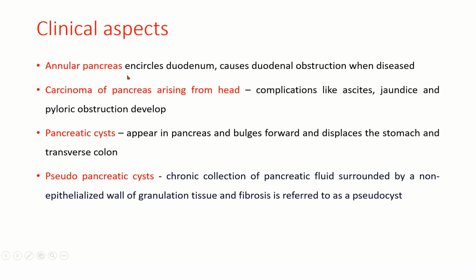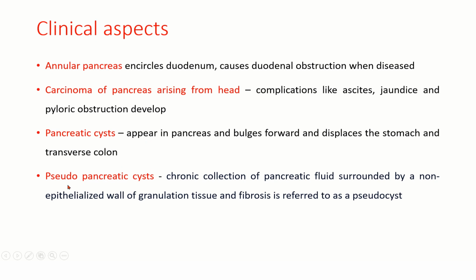Clinical aspects. Annular pancreas encircles the duodenum and causes duodenal obstruction. Carcinoma of the pancreas arising from the head: complications like ascites due to obstruction of the portal vein, jaundice due to obstruction of the bile duct, and pyloric obstruction will develop. Pancreatic cysts appear in the pancreas, bulge forward and displace the stomach and transverse colon. They do not move with respiration.